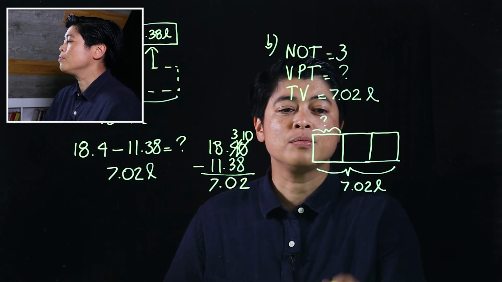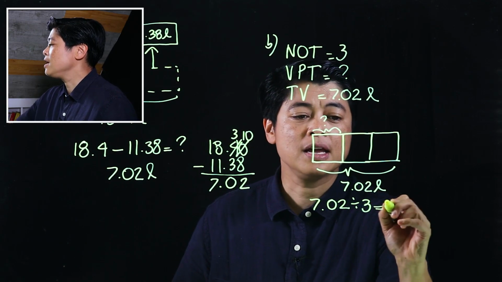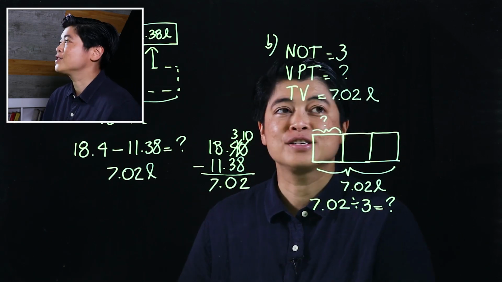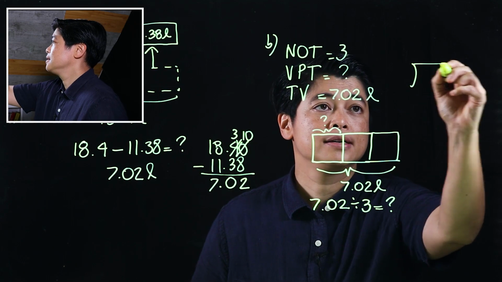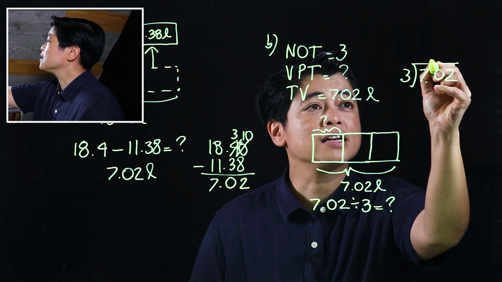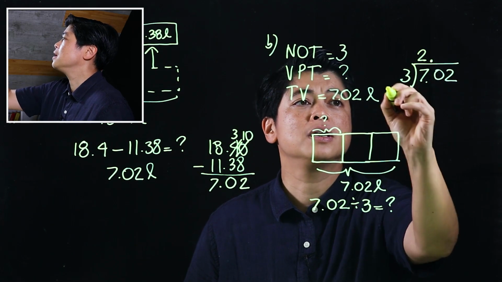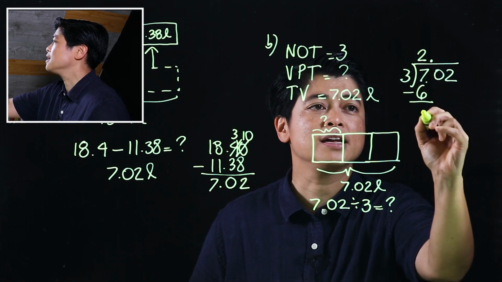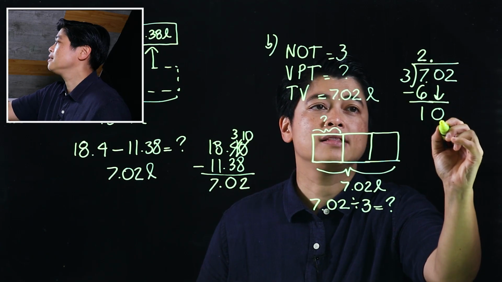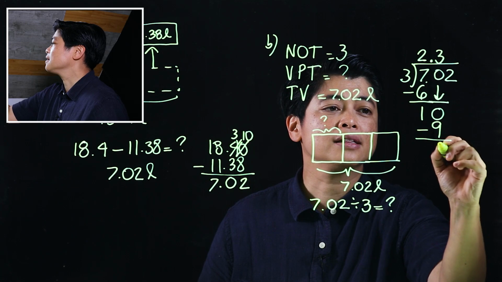So our equation here will be 7.02 divided by 3 equals question mark. Clearly, this cannot be done mentally, so we will divide 7.02. I can put the decimal on top right away. 7 divided by 3 is 2. Multiply is 6. Subtract is 1. Bring down is 0. Repeat. 10 divided by 3 is 3. Multiply is 9. Subtract is 1.